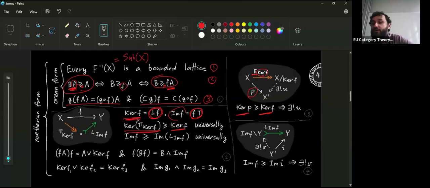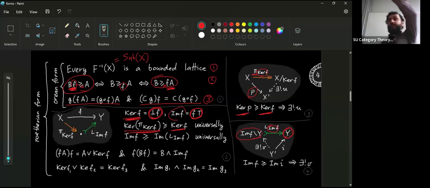This is the dual situation, which allows me to view a subgroup as a group of its own. So if Y is a group, right? But now the image of F is a subgroup, and this thing will be that subgroup viewed as a group.